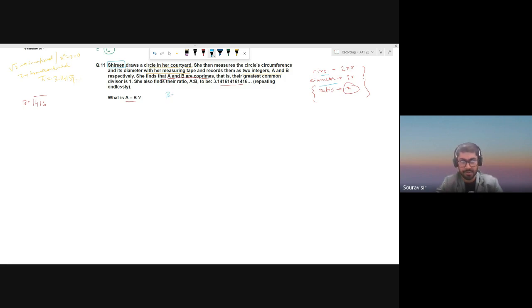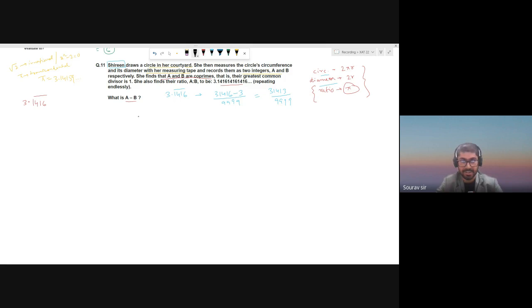So 3.1416 recurring would be 31416 minus 3 by 4 nines, since there are 4 recurring points. Okay, so this turns out to be 31413 by 9999. Now the denominator is divisible by 3 and 9, right? Whatever the numerator, 3 plus 3, 6, and 6, 12. Yes, it's divisible by 3.